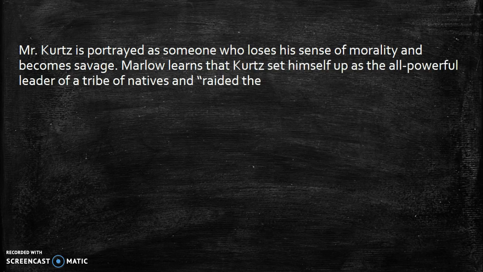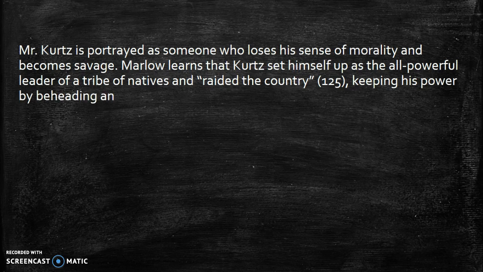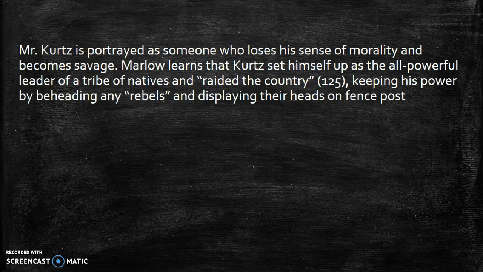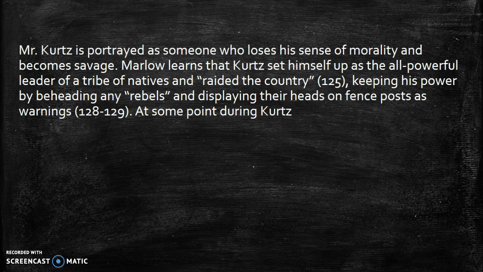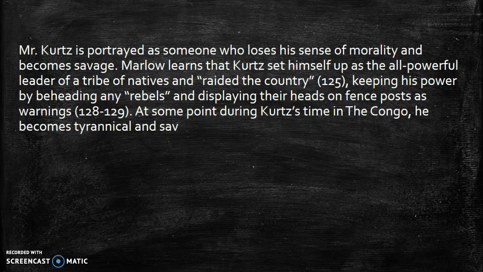Mr. Kurtz is portrayed as someone who loses his sense of morality and becomes savage. Marlowe learns that Kurtz set himself up as the all-powerful leader of a tribe of natives and, quote, raided the country on page 125, keeping his power by beheading any rebels and displaying their heads on fence posts as warnings on page 128 through 129. At some point during Kurtz's time in the Congo, he becomes tyrannical and savage.